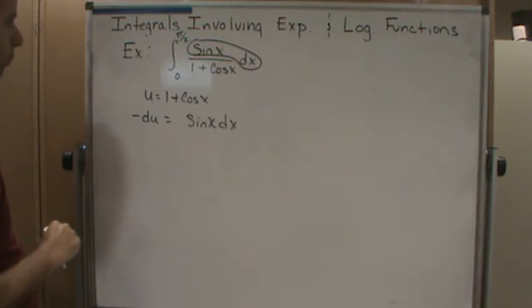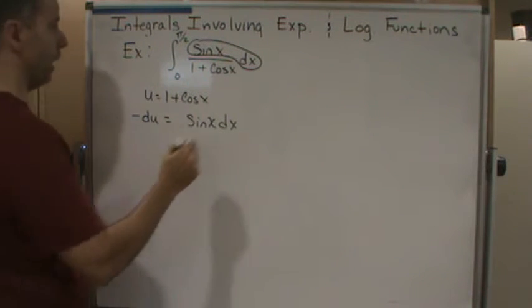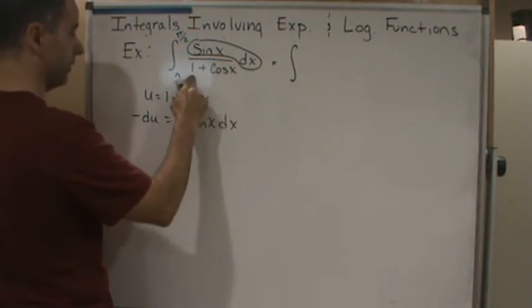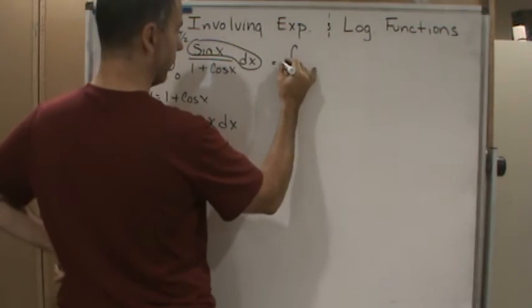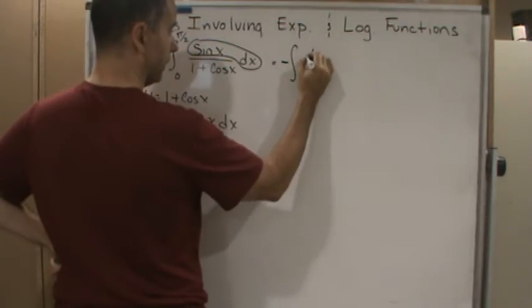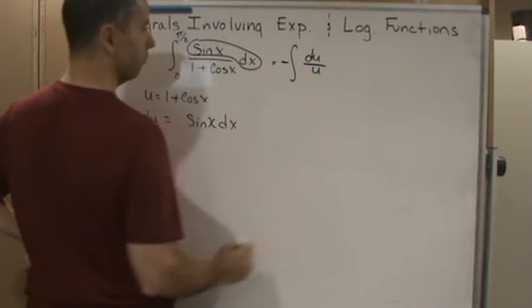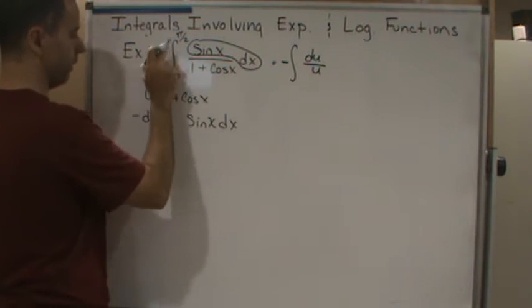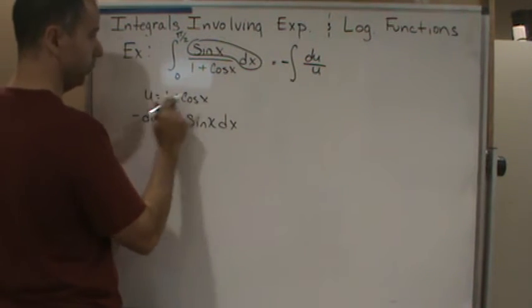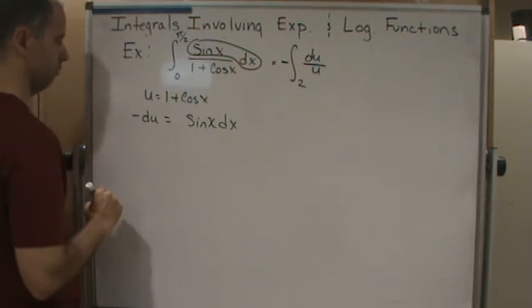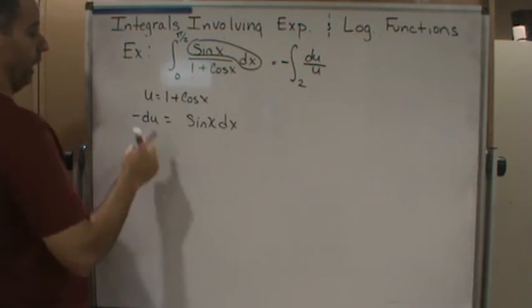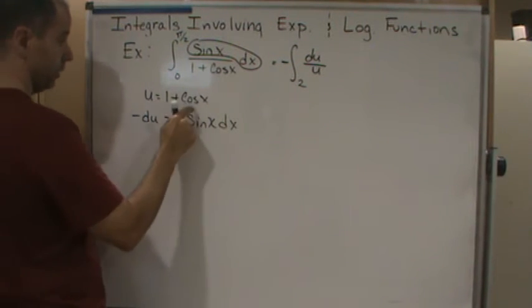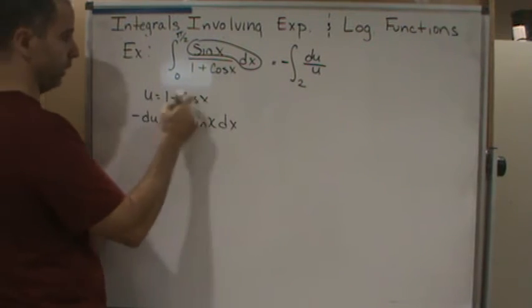And so now there's my du, right? And so now this can be rewritten as what? Well, this is going to be u, this is going to be du, so I get the negative out here. So it's going to be du over u. All right. Now, the only thing we have to do is change the limits of integration. So when x is 0, u is 2. Okay. And when x is pi over 2, cosine is 0. So I get 1.